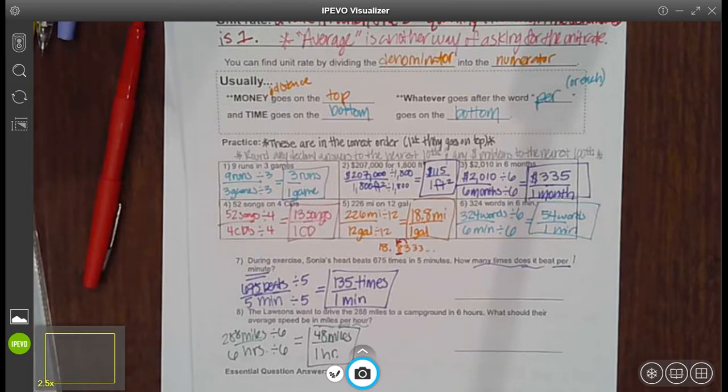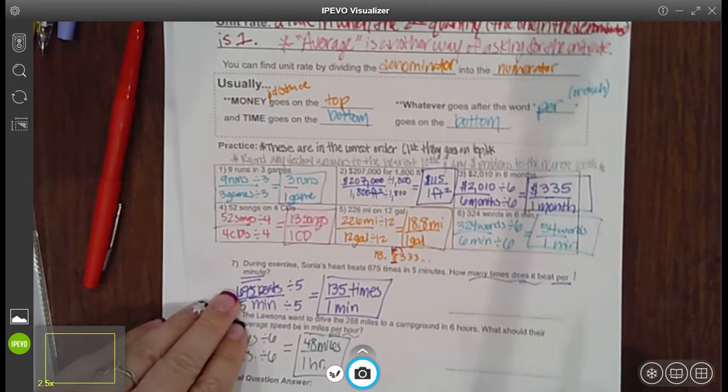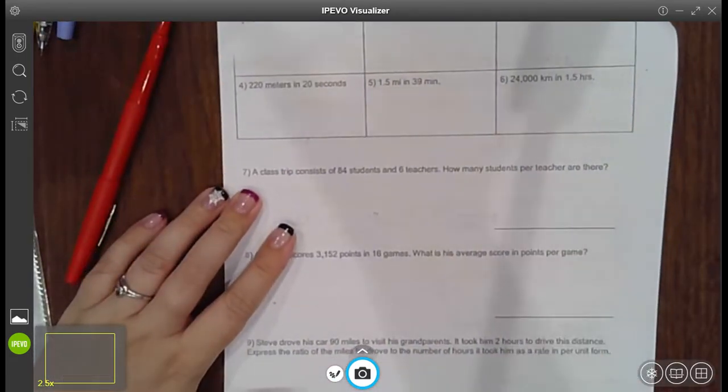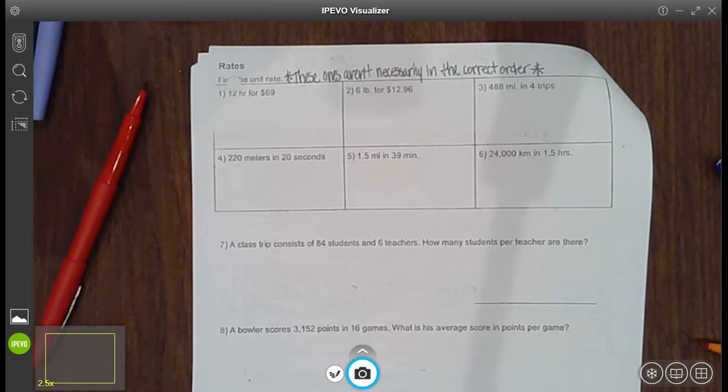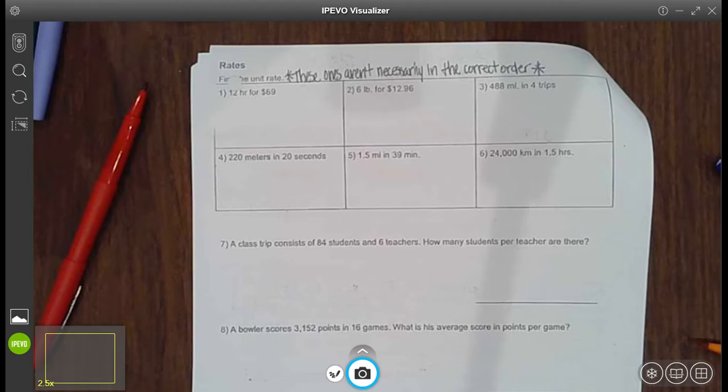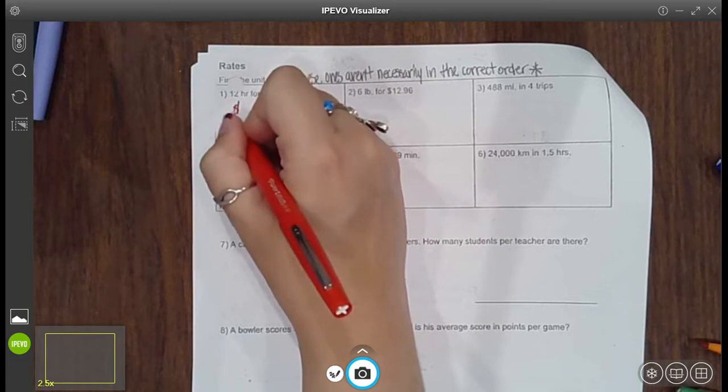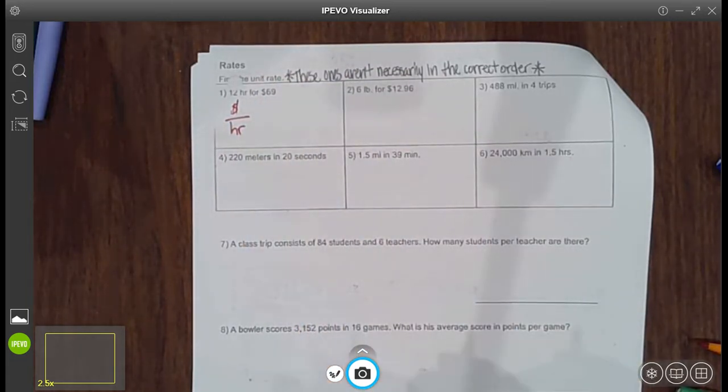Let's try some more where they're not necessarily in the right order, and we have to determine what should go where. Okay, if I take a look at this top part, it says 12 hours for 69 bucks. Well, what makes most sense? Do you normally say, I work these hours for this much money? I can't even spit it out that way because it doesn't roll off the tongue. It doesn't make sense, right? Normally you say, I make this much money per hour. So you know that money goes on the top and hours goes on the bottom. Like it just makes more sense.